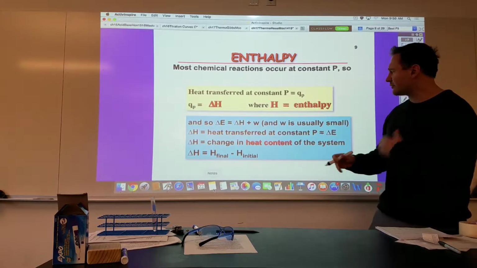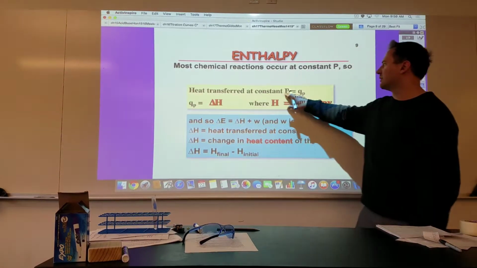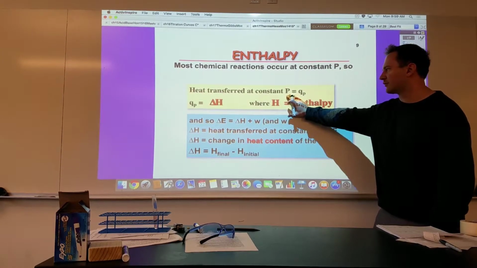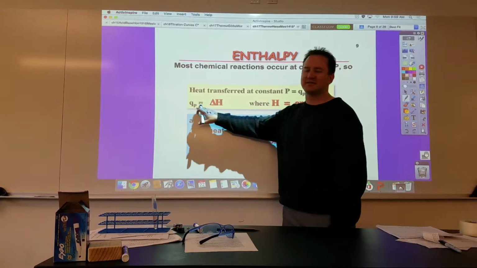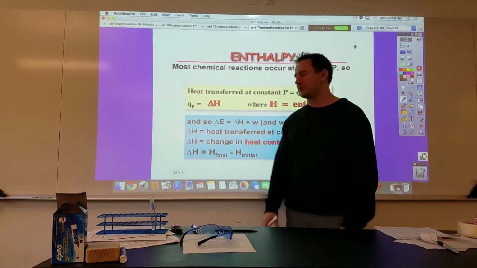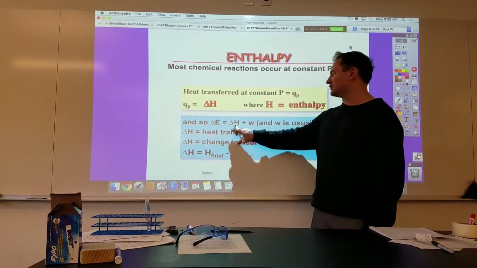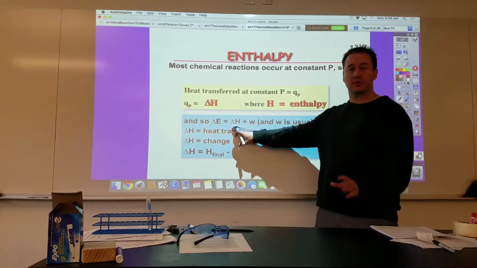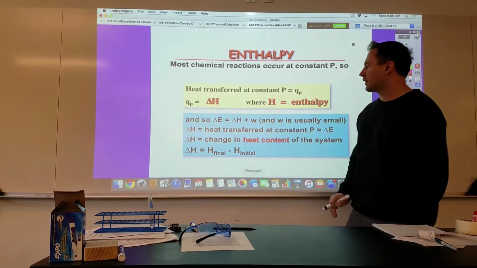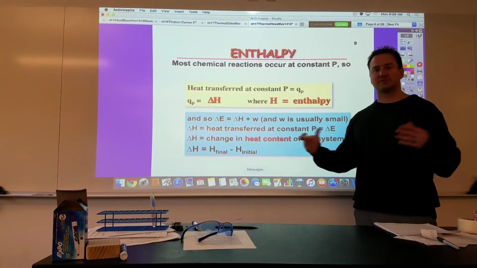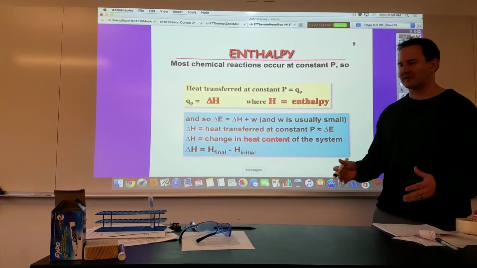That applies when it's at constant pressure, which most reactions we do are against, so you don't really have to worry about it. So you can think of delta H as essentially being the same thing as the Q that we've been learning about this year. And since the total change in energy is equal to the change in enthalpy, or essentially Q, plus the work, work is usually pretty small.